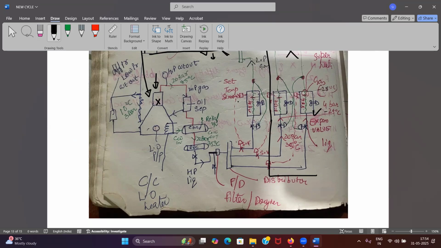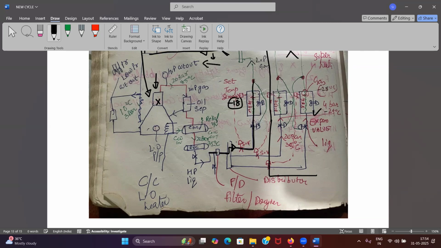See, if the filter dryer is choked, less amount of refrigerant will be going over here, right? Yes, sir. Less amount of refrigerant is going over. Now I want to maintain my room at minus 18 degrees Celsius, but less amount of refrigerant is going.